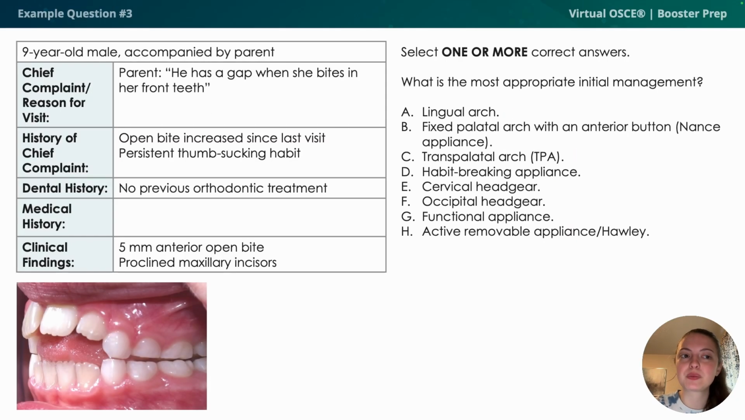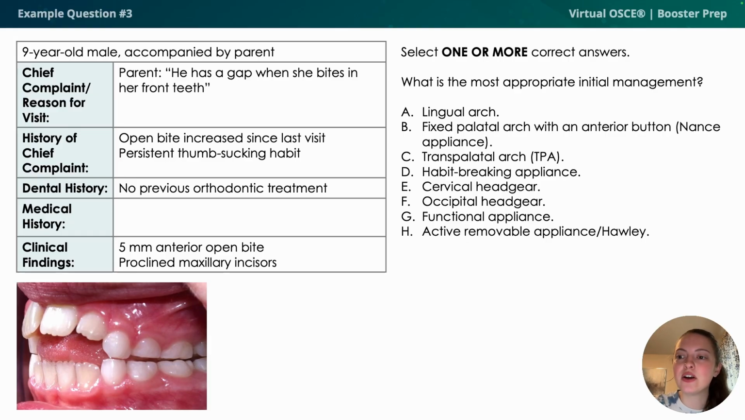And another one. 9-year-old male, he has a gap when he bites in his front teeth, open bite increased since last visit, persistent thumb sucking habit, no previous treatment, 5 millimeters anterior open bite, proclined maxillary incisors, and we've got a great picture to go along with it. And we've got to say, what is the most appropriate initial management? And hopefully, this is a pretty straightforward one for you to get some easy points on.